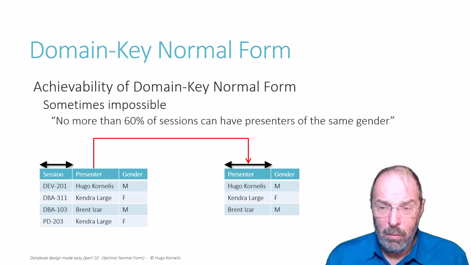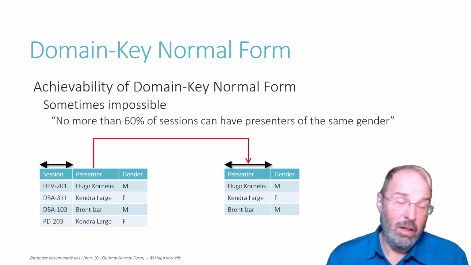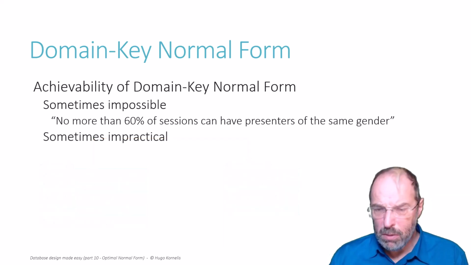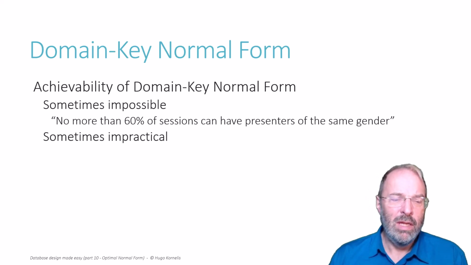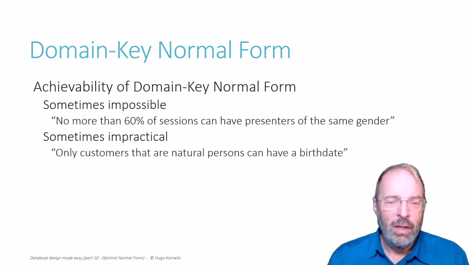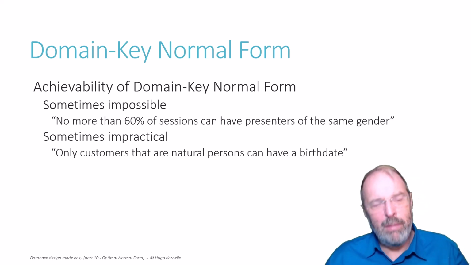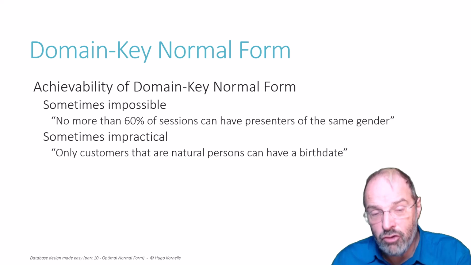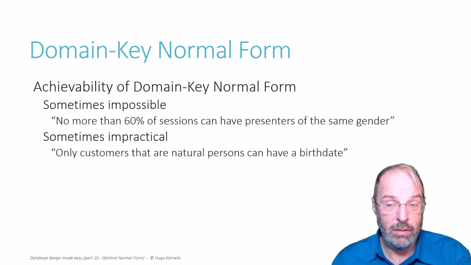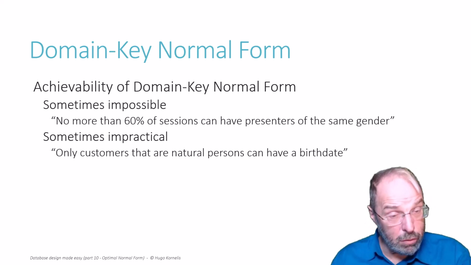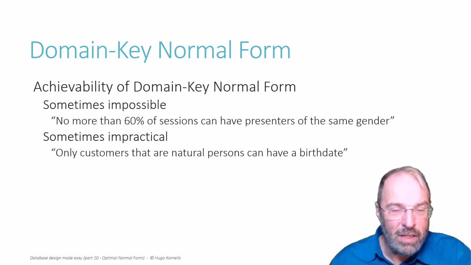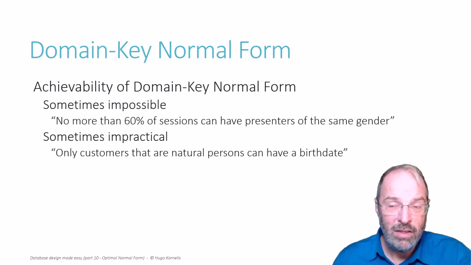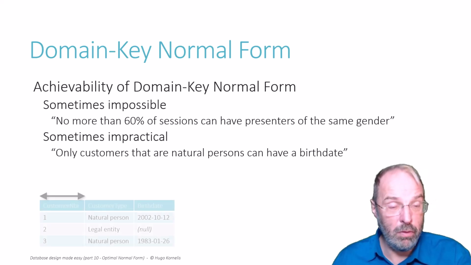A second problem with DKNF is that there are cases where it's perhaps possible but not practical. So let's look at an example where we have a table of customers, but only those customers that are natural persons can have a birth date. Legal entities can also be our customers, but they are companies. They don't have a birth date. So we don't want to store any birth date for them.